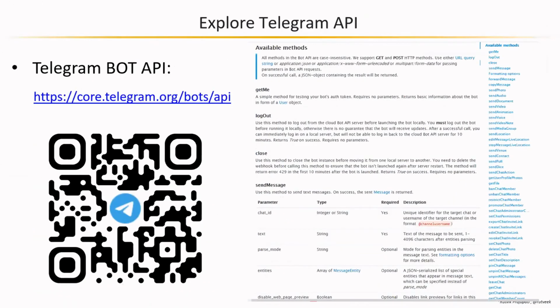All right, so these are the different Telegram APIs. For more detail, you can visit this URL. As you can see on the screen, we have different API methods for all the different operations in Telegram.